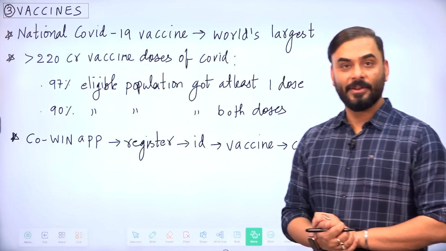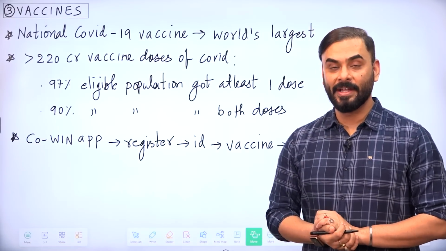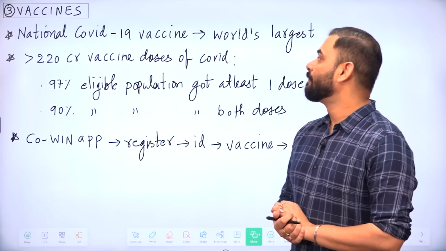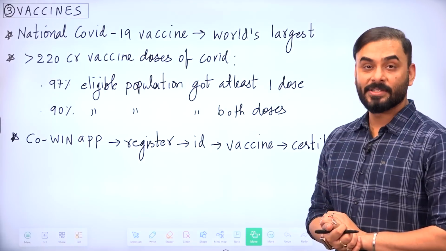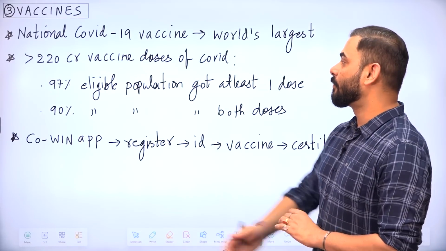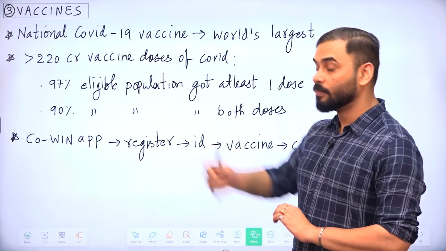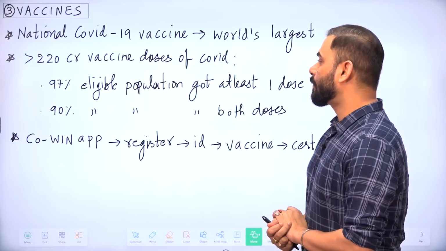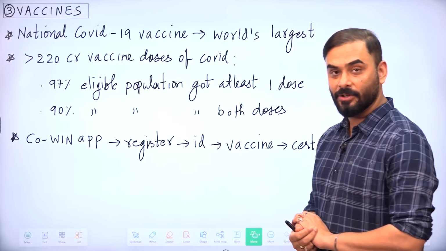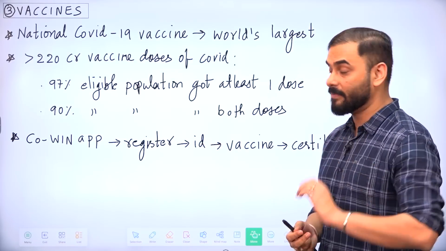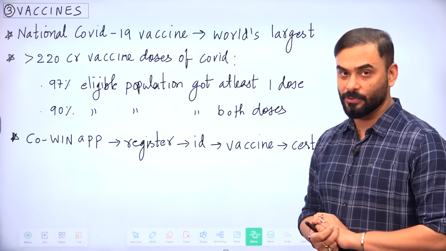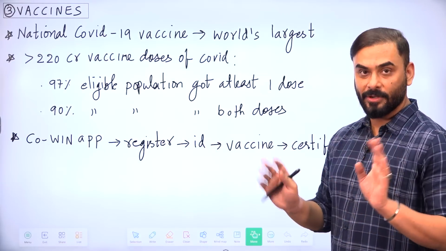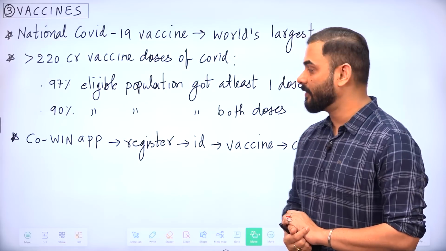Now, we very well know that during COVID, India was one of the pioneers in the field of vaccines. So, India started world's largest vaccination program, whereby we provided vaccine of COVID dose to more than 220 crore people, which means that approximately 97% of the eligible population who should have been vaccinated, they actually got the first dose, and approximately 90% of the eligible population got both the doses. Only 10% people are left here.